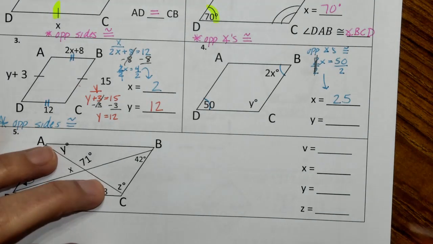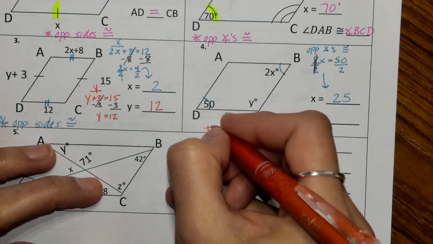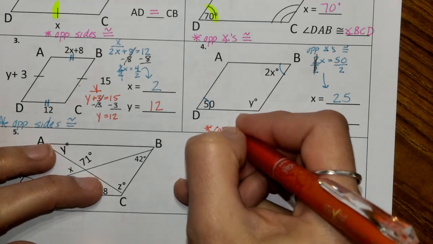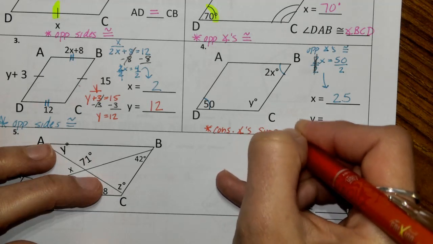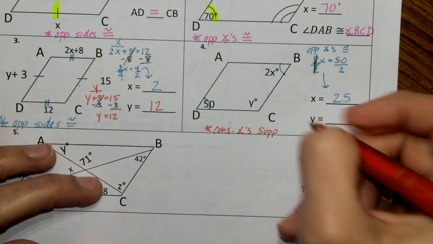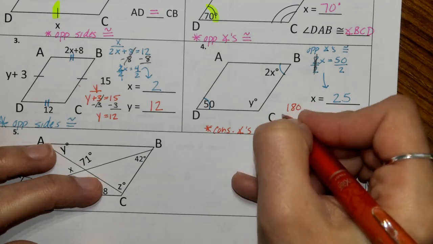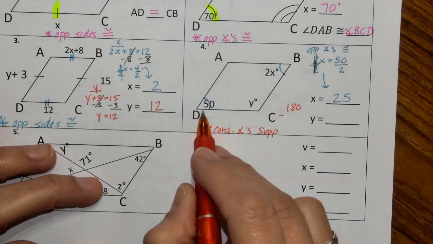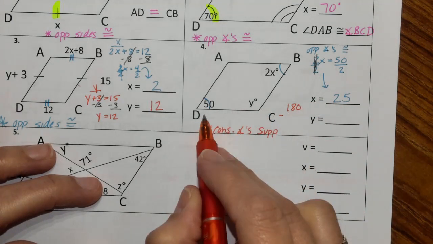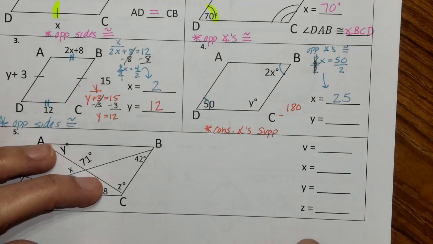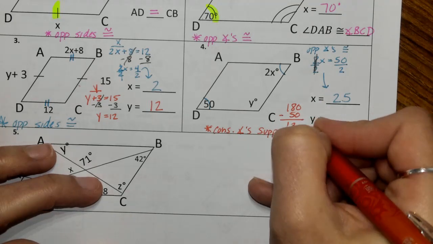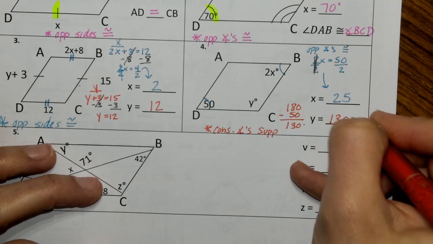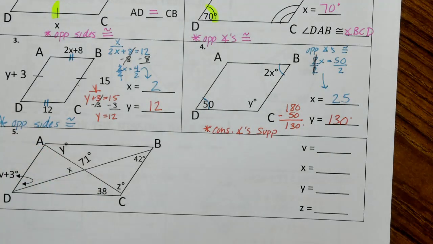Now for y, we need to remember that consecutive angles are supplementary. So here, all we have to do is take that 180, subtract its consecutive angle. Angle D and angle C are consecutive. That means both of these added together equals 180. So if we just subtract that 50 from 180, we're going to get 130 degrees. Guys, using these properties, starting to get used to that.